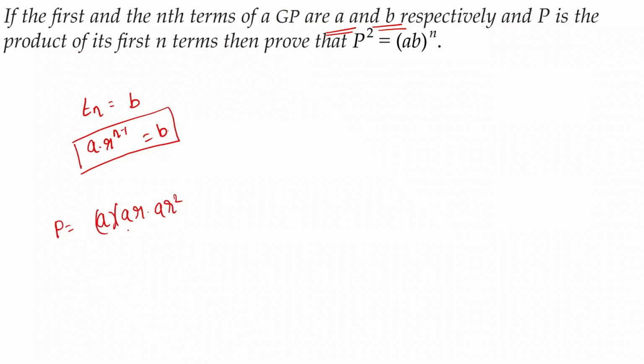So let me use brackets, it will be helpful, up to all the way up to the nth term, a into r to the power of n minus 1. So this p is the product of the first n terms.